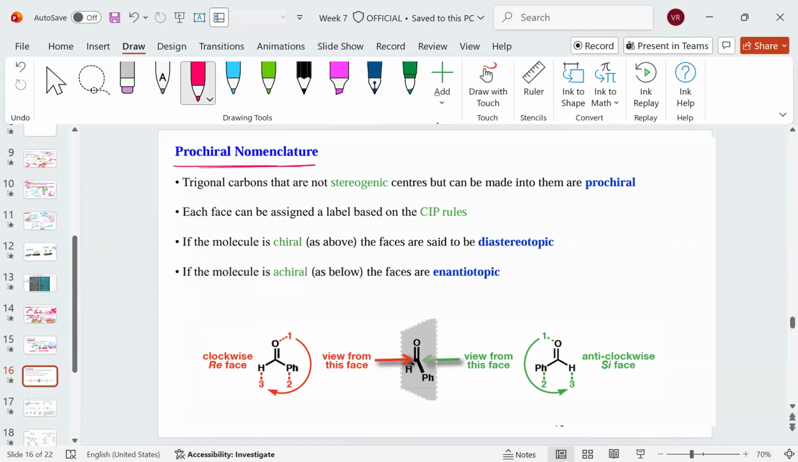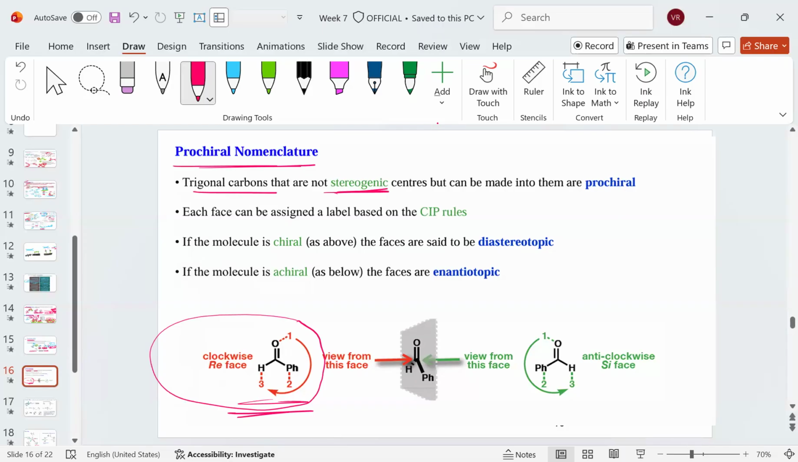Okay, the first thing is the nomenclature of these prochiral centers. The example I am showing here is the aldehyde, benzaldehyde. This is a planar molecule, and how can we give the nomenclature for such molecules? This is the trigonal carbonyl carbon, and this is the prochiral center. As of now, it is not chiral, but upon doing some reaction, it can be converted into a chiral center. Therefore, it is called a prochiral center.